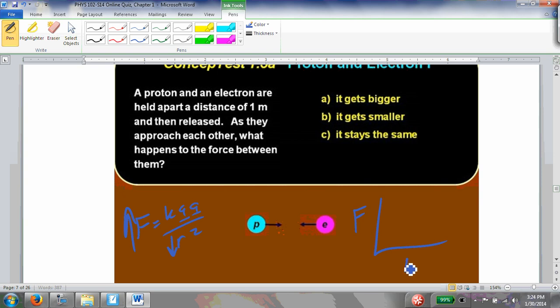Like if I plot F versus r, it's an inverse square relationship, and it looks like this. As you go far away, F gets really small, but as you get closer, F gets really big. So the answer is A. It gets bigger. It gets a lot bigger, actually.